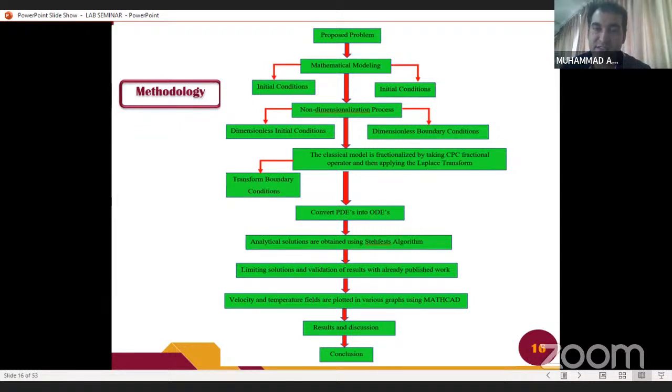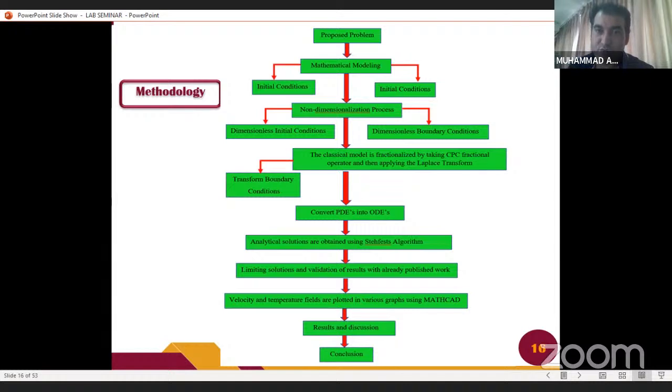By explaining this, the viewers and listeners will understand how we do our research. For the very first step, we propose a problem. This problem has some initial and boundary conditions, right? This whole system we obtain from the mathematical modeling. Once we get the system of equations, then we do a non-dimensionalization process. After the non-dimensionalization process, we get a dimensionless system of equations along with initial and boundary conditions, right?